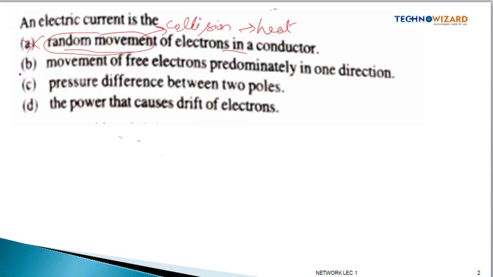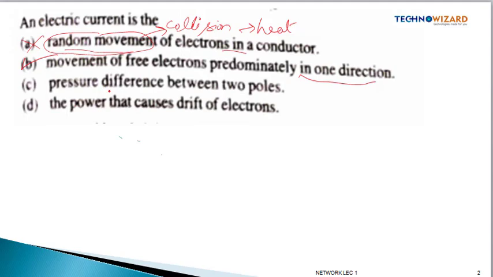The next option is movement of free electrons predominantly in one direction. This option is right. An electric current is basically the movement of free electrons predominantly in one direction. If electrons move in one direction, the current flows in the opposite direction to the flow of electrons. It's basically a convention, right?